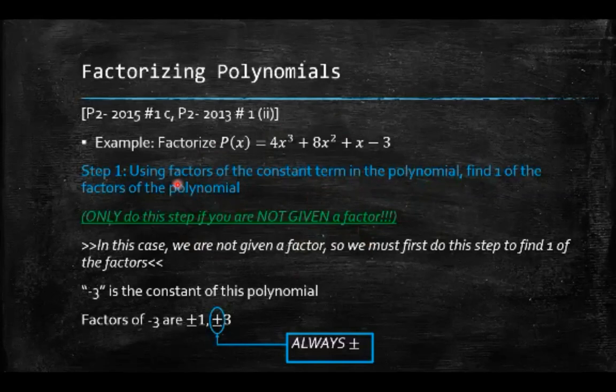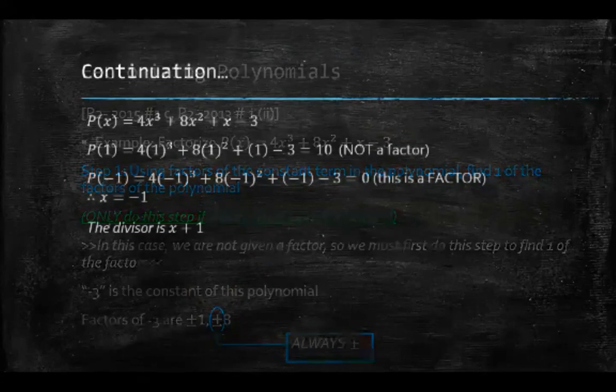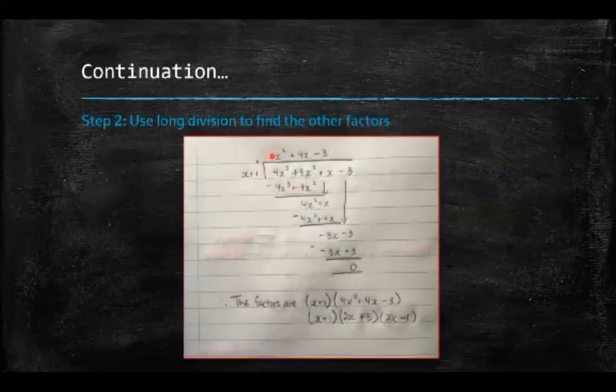Well, we said that you would use the factors of the constant term. So in this case, the constant term is -3. And using those factors of the constant term, -3, you could find out what is a factor of the polynomial. So that's what we did last class, right? All this, we found out that one of the factors was x plus 1, and then using x plus 1, we did long division to find the other factors.